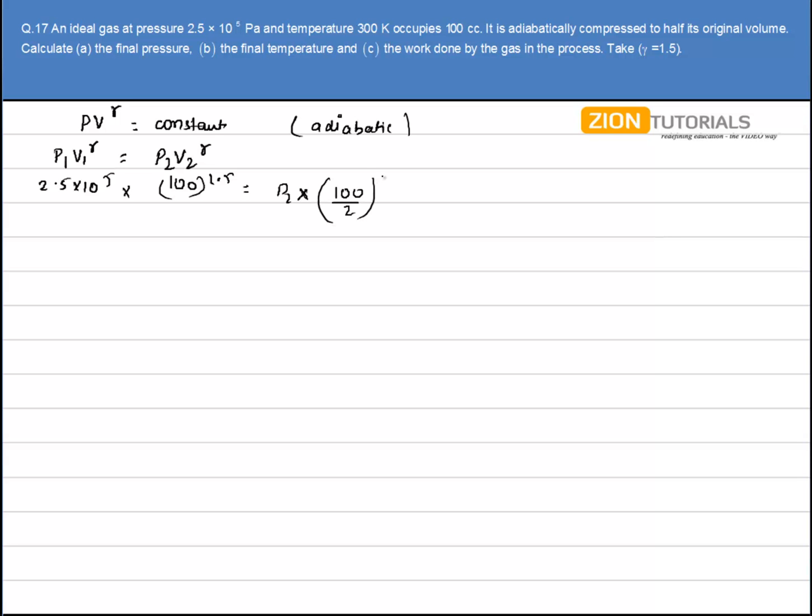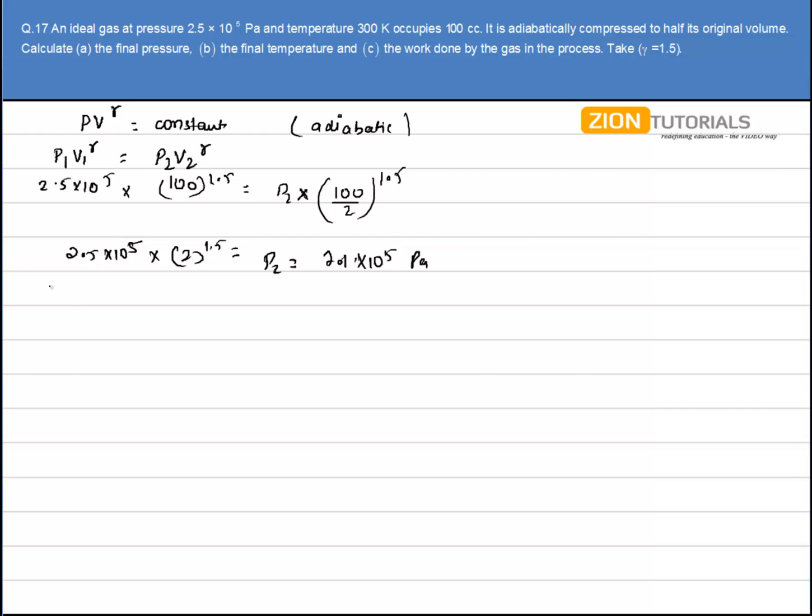2, again to the power 1.5. So it comes out to be 2.5 × 10^5 × 2^1.5. That is my final pressure. Just solve this and you'll get the value of final pressure as 7.1 × 10^5 pascals.